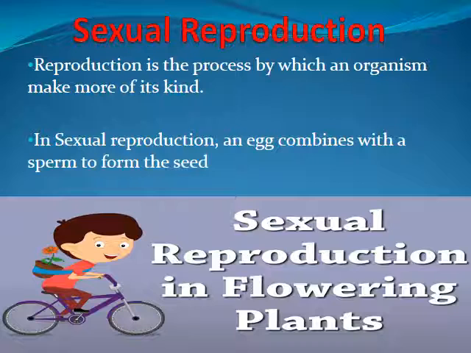Sexual reproduction. What is the definition of sexual reproduction? Sexual reproduction, or reproduction in general, is the process by which an organism makes more of its kind. They reproduce, they give new members. In sexual reproduction, an egg combines with a sperm to form the seed.